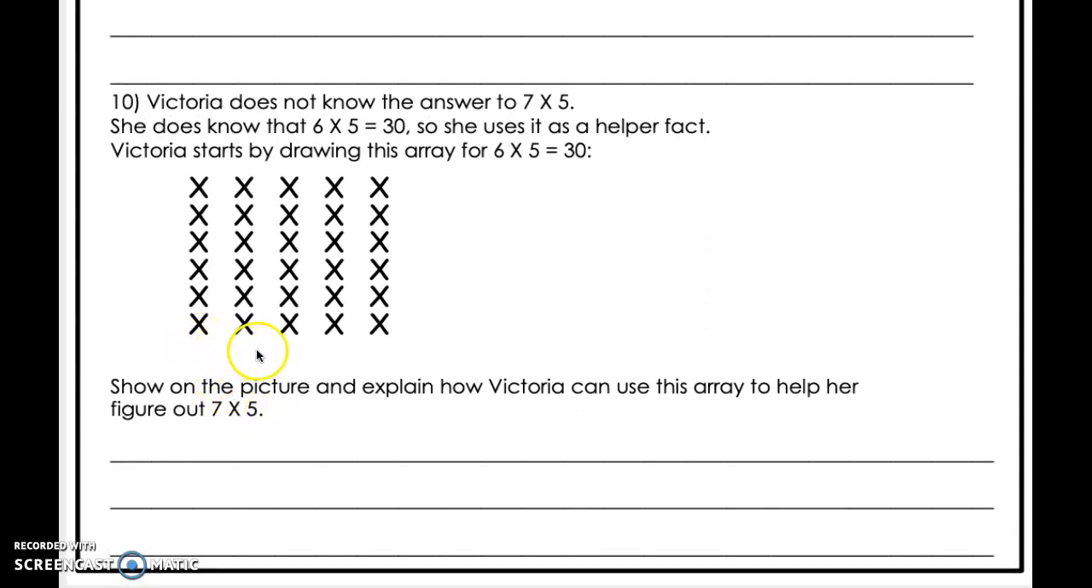So you would add that to your picture, and then you would write down here and explain that she would add another row of 5, so it would become 7 times 5, and then she could figure out what 7 times 5 is. That is how you can use the helper fact, 6 times 5, to figure out 7 times 5.